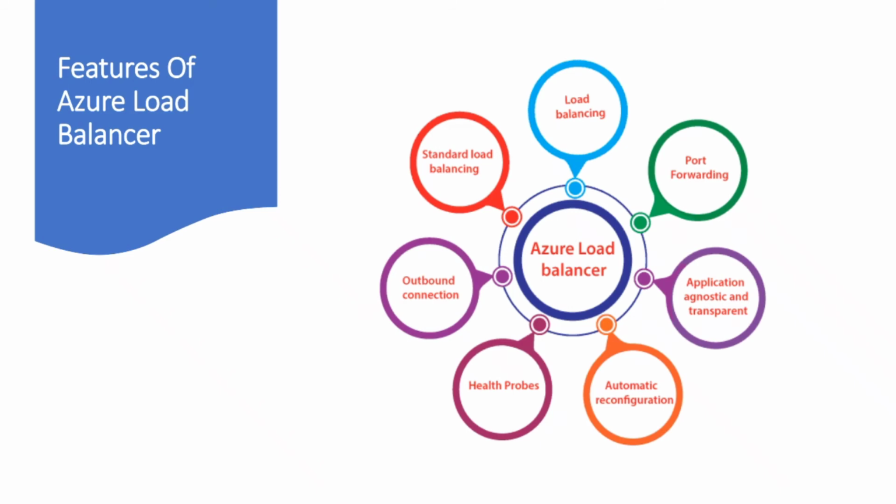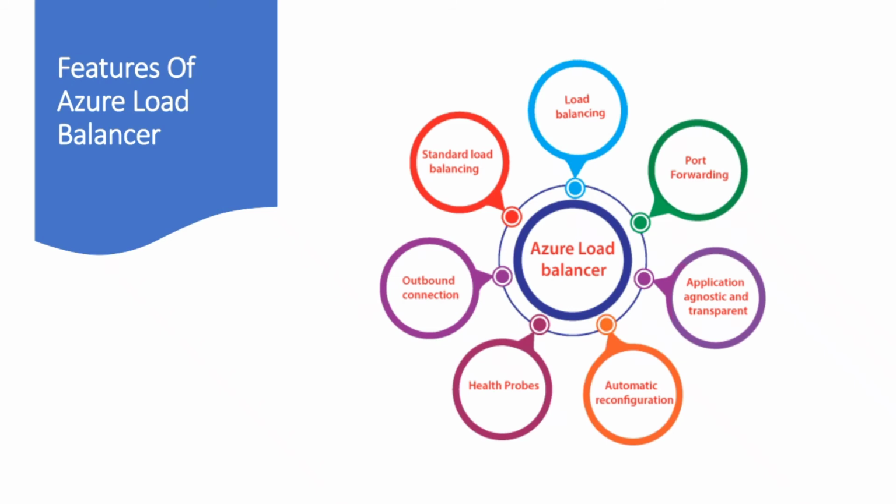Next we have automatic reconfiguration. This is a very good feature. The load balancer can reconfigure itself when we scale up or scale down instances. So if we are adding more virtual machines into the backend pool, the load balancer will automatically reconfigure for those VMs. Next we have health probe, which we already discussed.